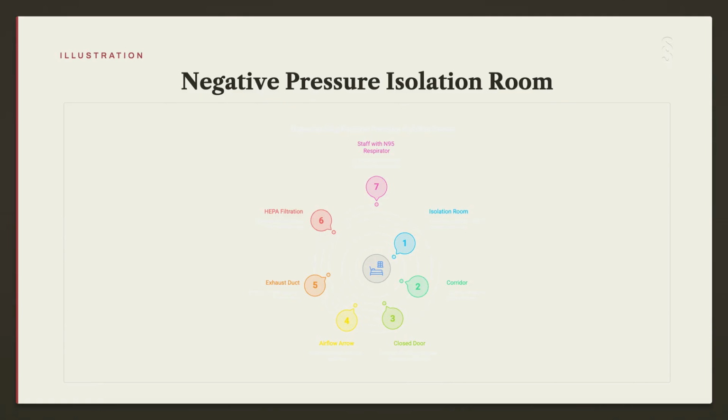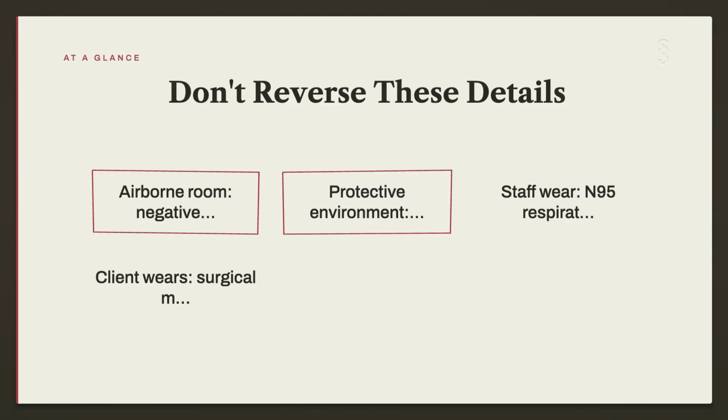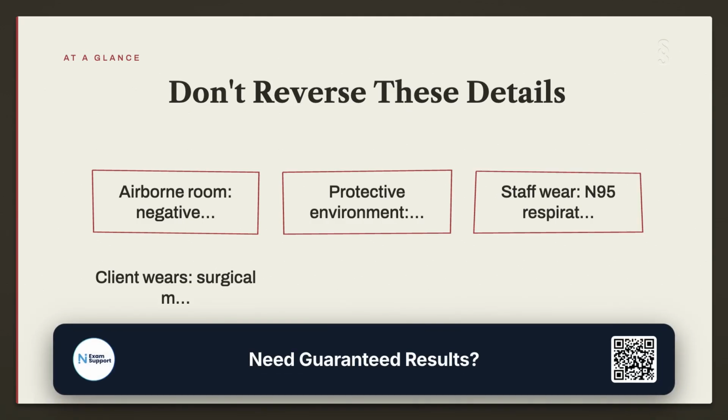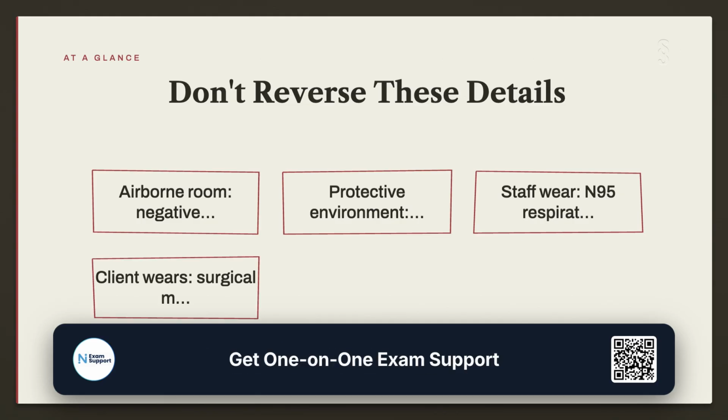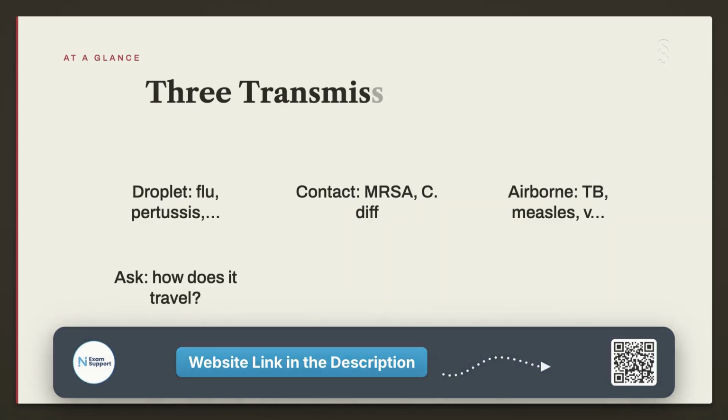Staff wear a fit-tested N95 respirator or a powered air-purifying respirator, since a surgical mask cannot filter or seal against particles this small. Exam writers love reversing two details. An airborne isolation room uses negative pressure to keep contaminated air in, while a protective environment for immunocompromised clients uses positive pressure to keep contaminated air out. Staff wear the respirator. The client wears a surgical mask during transport, since it contains what they exhale.